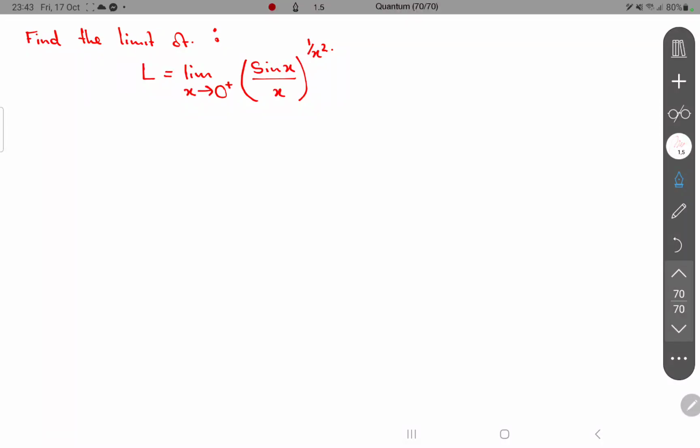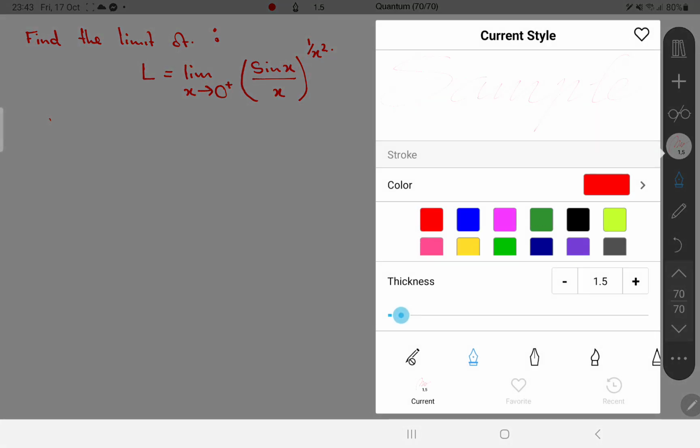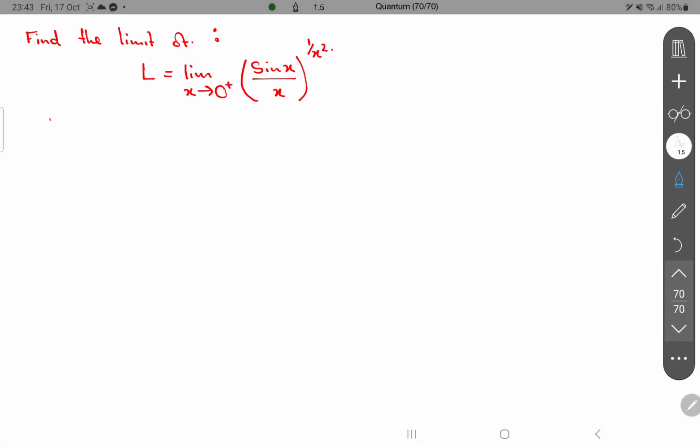To find the limit of the upper limit of sine x over x to the power 1 over x squared. When you look at this, the first thing we have to do is drop down the power, which is 1 over x squared.